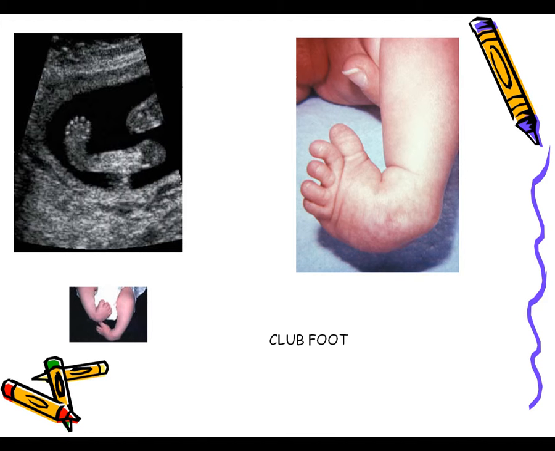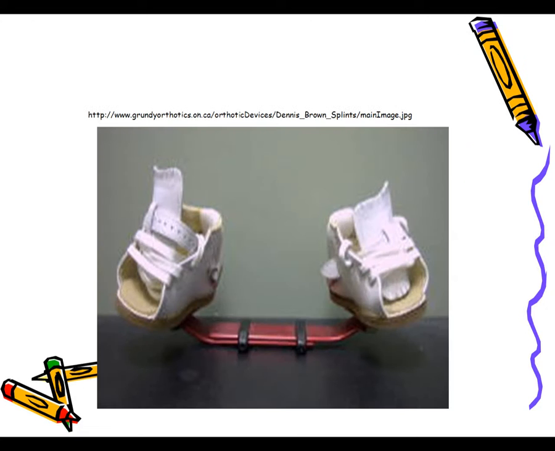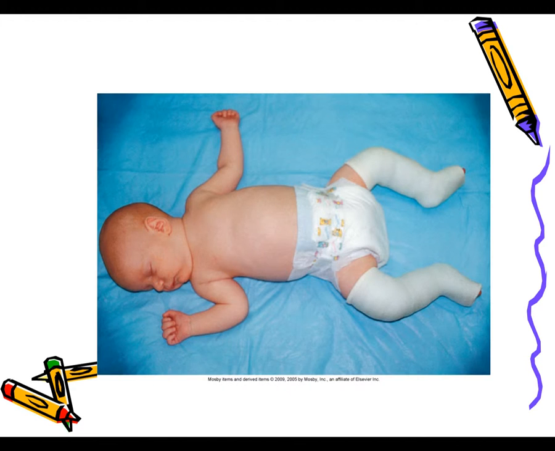This is just a slide that shows the club foot. And these are braces that are worn after the serial casting has done its correction or after surgery and then serial casting, and then the braces are worn. And this is a child who has some of the casting done.